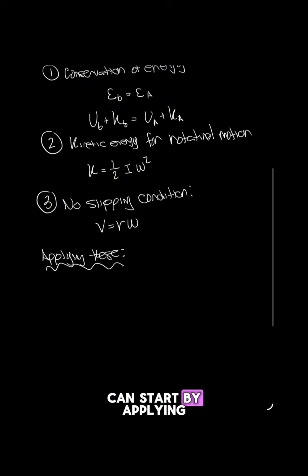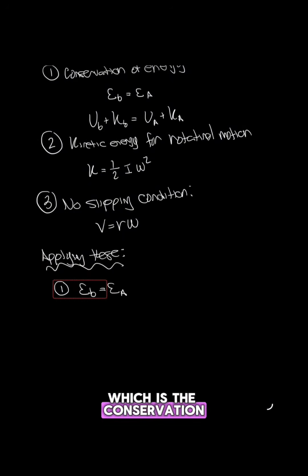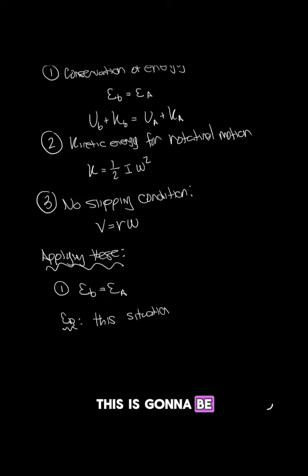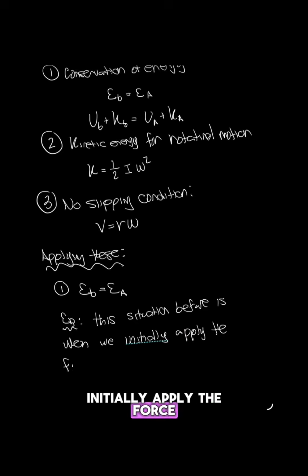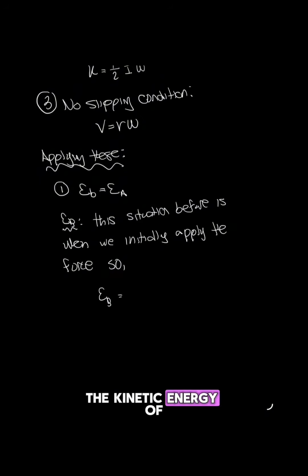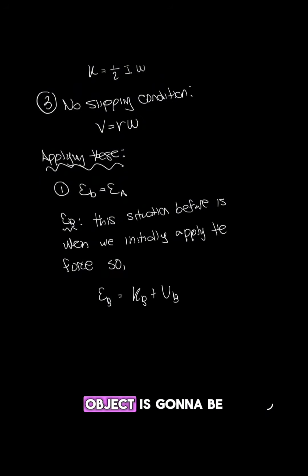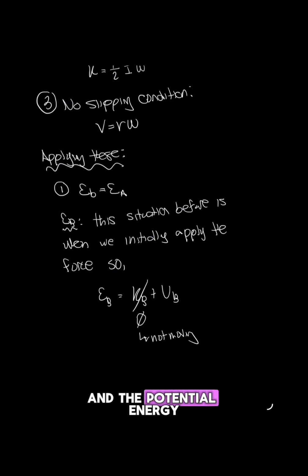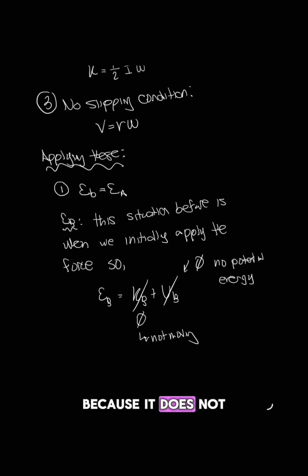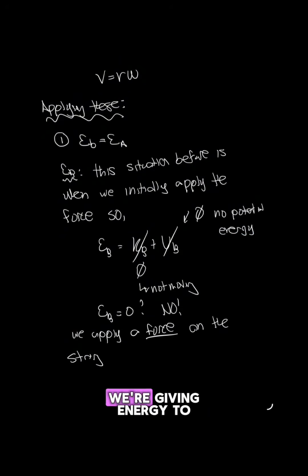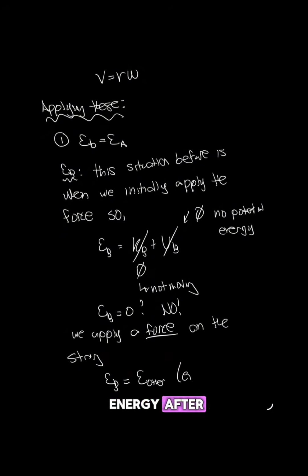And to start, we can start by applying the first equation here, which is the conservation of energy. So before, this is going to be the situation when we initially apply the force. So when we initially apply the force, the kinetic energy of the rotating object is going to be 0 because it's not rotating. And the potential energy is also going to be 0 because it does not have any initial potential energy. So does that mean the energy before is equal to 0? No. This is because we were applying a force. From applying this force, we were giving energy to the system. So we're going to identify that the energy before is actually equal to the energy other, which just represents the energy due to the force applied.